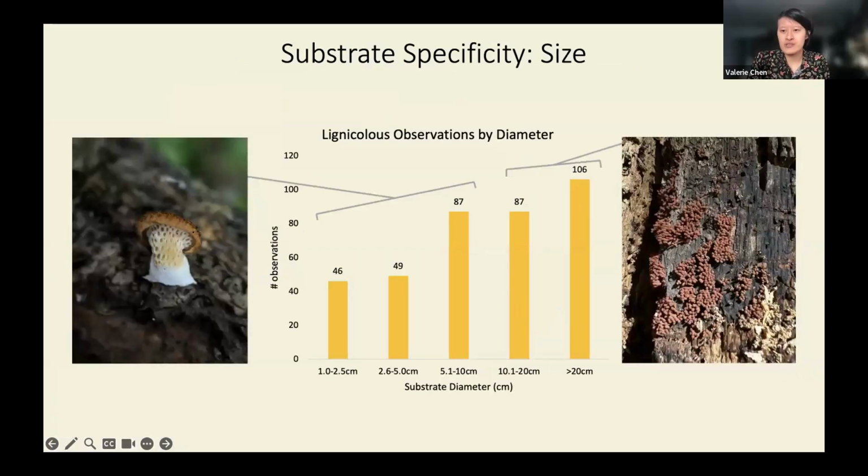Some taxa found on wood exhibit a preference for substrate size. Fine woody debris refers to wood that is less than 10 centimeters in diameter, like twigs and smaller branches. Some taxa, such as this hexagonal polypore mushroom, were exclusively found on fine woody debris, whereas almost all of my slime mold observations were found on coarse woody debris, which are logs larger than 10 centimeters in diameter. And these substrates can hold a lot of moisture, which seems to favor slime molds.